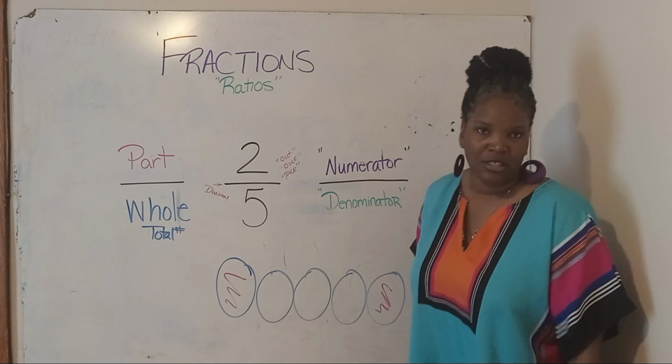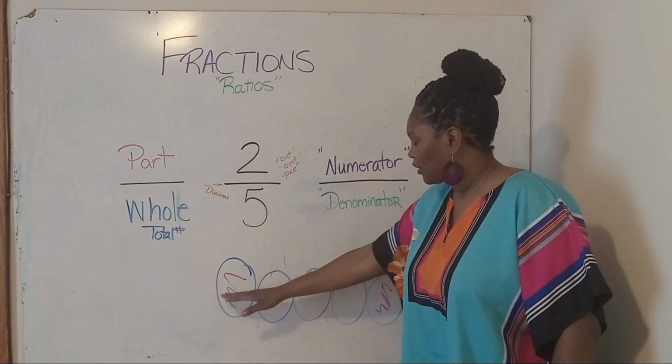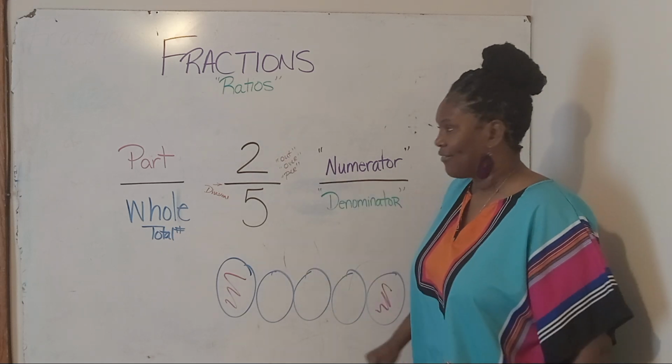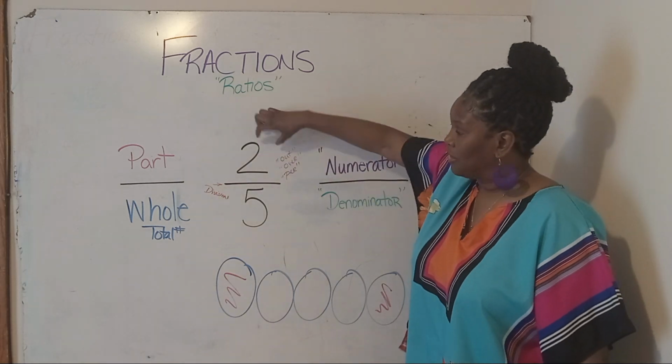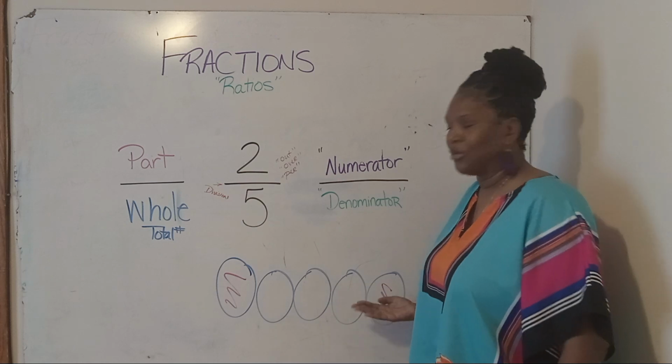You can use any shape that you want to. I'm going to color 2 because 2 of these is over my 5. Remember, the number at the top tells me how many I'm supposed to color. The number at the bottom tells me my total number.